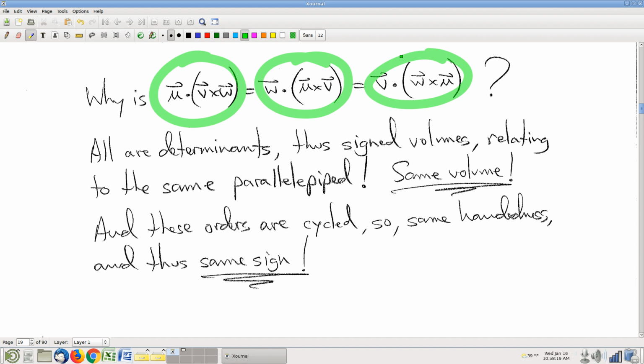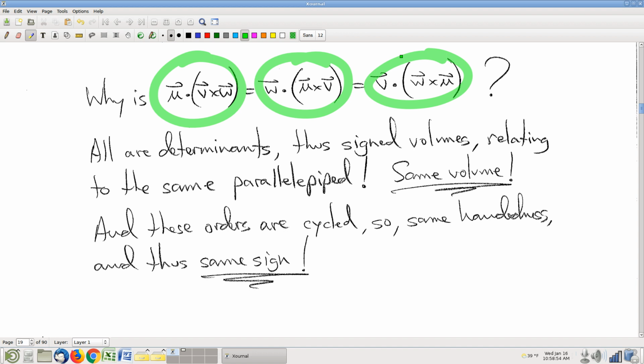Right? 3 parallelepipeds, and in all 3 cases, the parallelepiped involves the vectors u, v, and w. Possibly written down in a different order, but the order that you write down u, v, and w doesn't change the fact that the resulting parallelepiped is the one defined by u, v, and w. It's the same parallelepiped for all 3 of these expressions. Same parallelepiped, same volume. Does that make sense? Now we do have to worry about the minus signs, right?